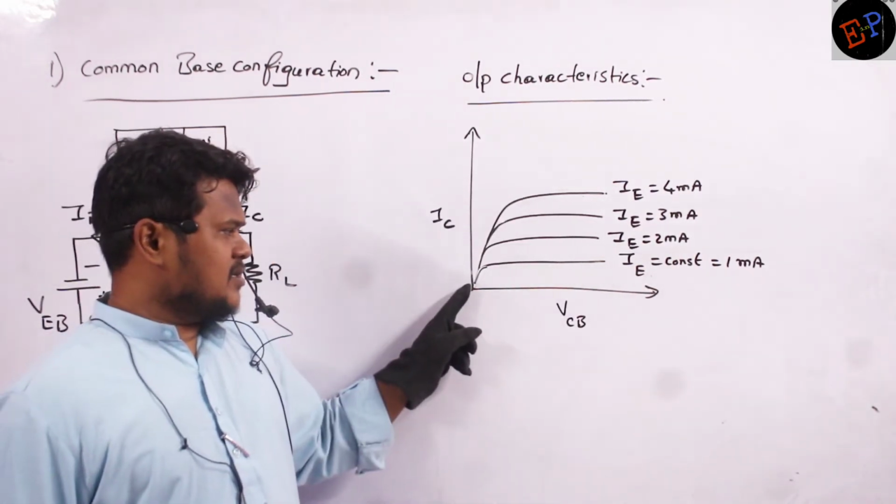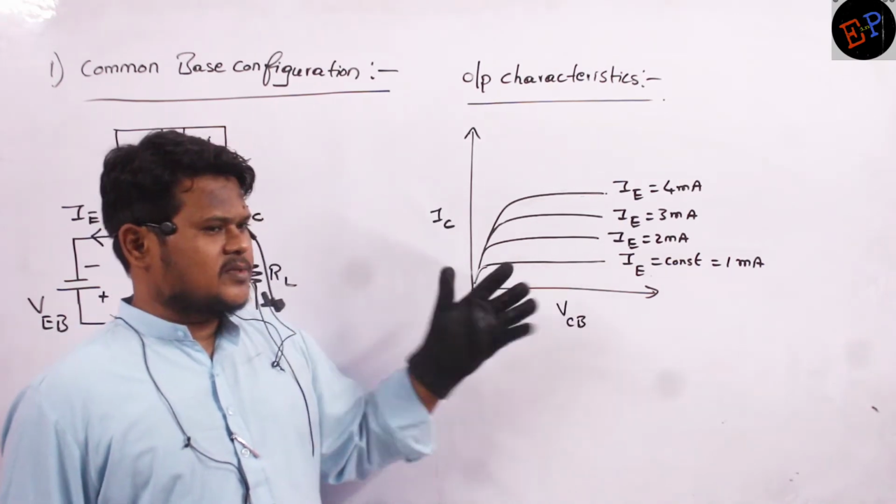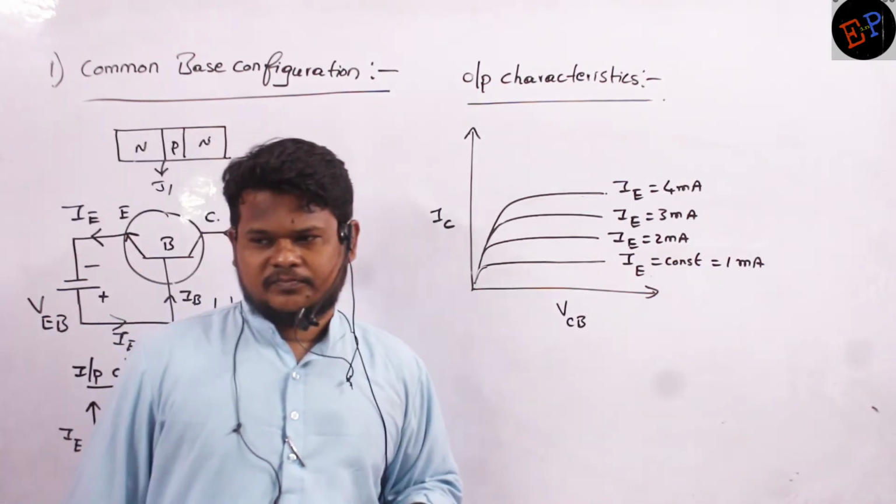So IC increases only up to a certain level. After that, it is not increasing. What can be the reason?